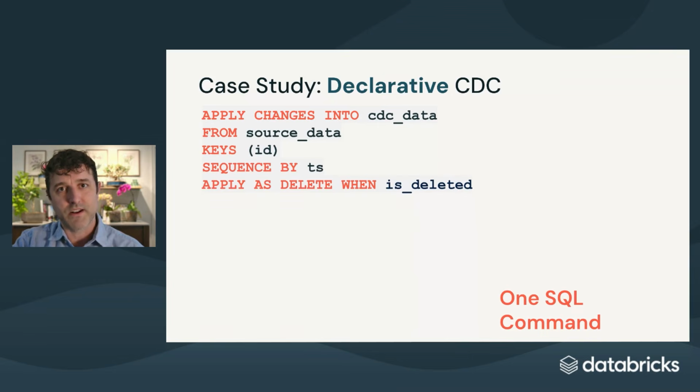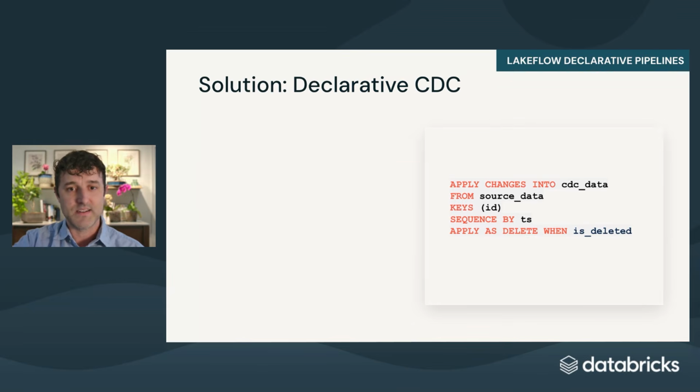And this is where declarative programming comes in. In declarative pipelines, we have declarative change data capture. With one single SQL command, we handle all of the different cases that can happen. And you'll notice here, you're just telling the system what needs to happen instead of how to handle all of those individual cases. We take a change feed from source data, we apply it into CDC data, we tell it what the primary key is and how to order them and how to know about deletes, and the system takes care of the rest.